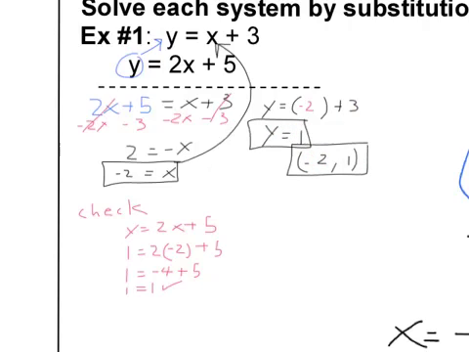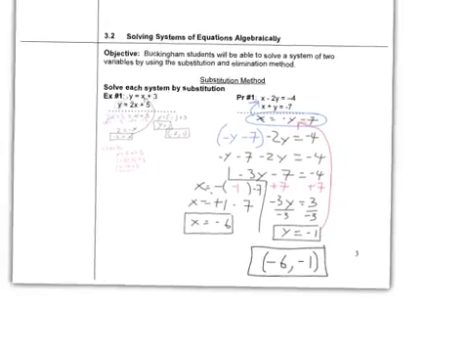And I didn't show you this on the last one, but it's a good idea to check your work. Check it with the other equation besides the last one you just used. I got y equals 2x plus 5. Plug in all my points. 1 equals 2 times negative 2 plus 5. Negative 4 plus 5 is 1, so 1 equals 1. Yes, that works. So this is really my solution. Alright, let's go on to the next page.